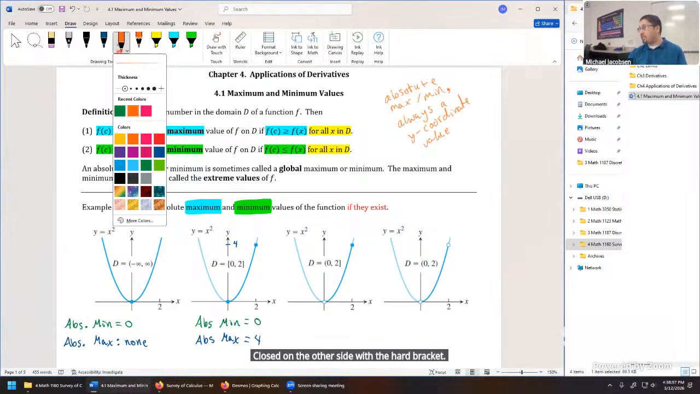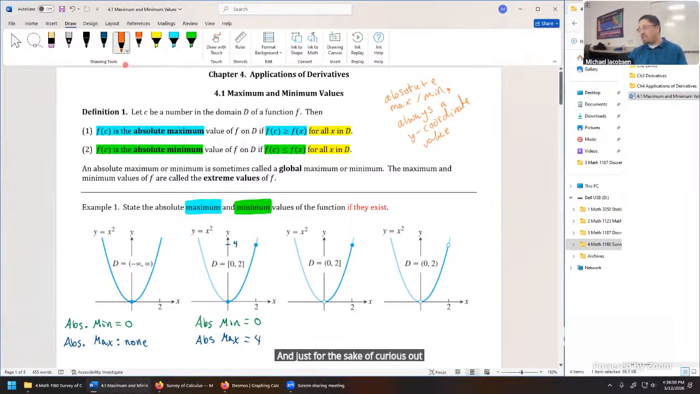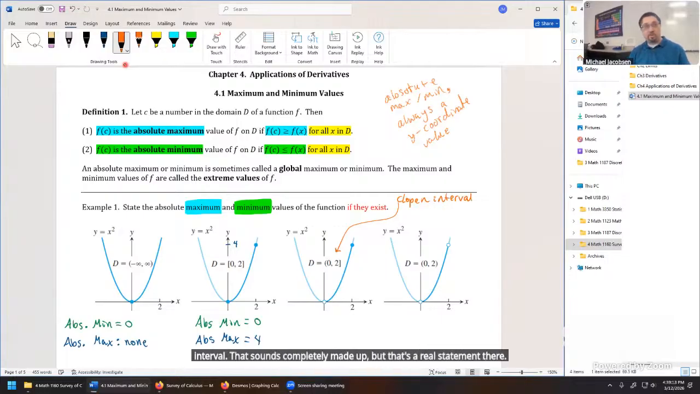And just for the sake of the curious out there, if it's half open and half closed, like in this one, this is a real mathematical word. This is sometimes called a clopen interval. That sounds completely made up, but that's a real statement there. Just for novelty's sake, we'll use that language.